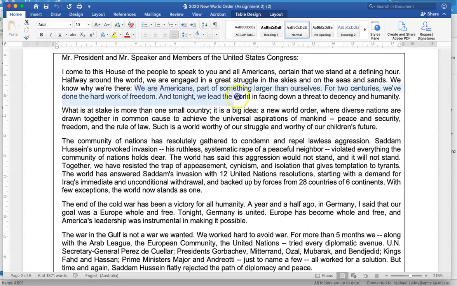We Americans, part of something larger than ourselves, for 2 centuries, we've done the hard work of freedom. And tonight, we lead the world in facing down a threat to decency and humanity.